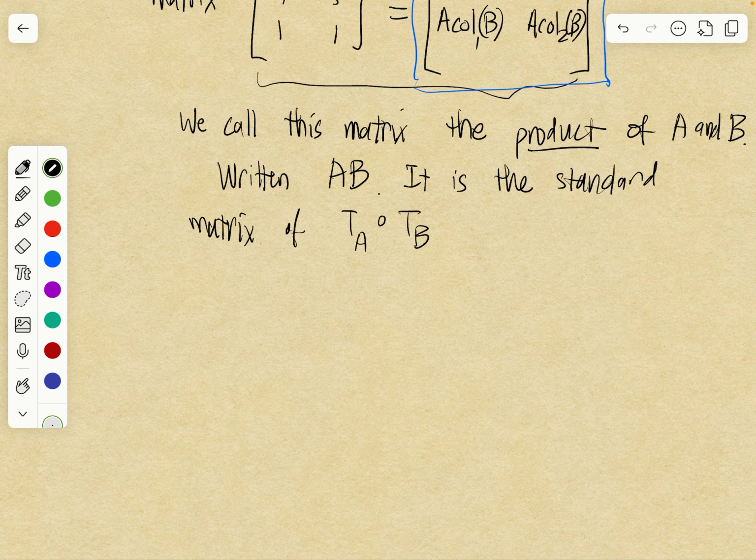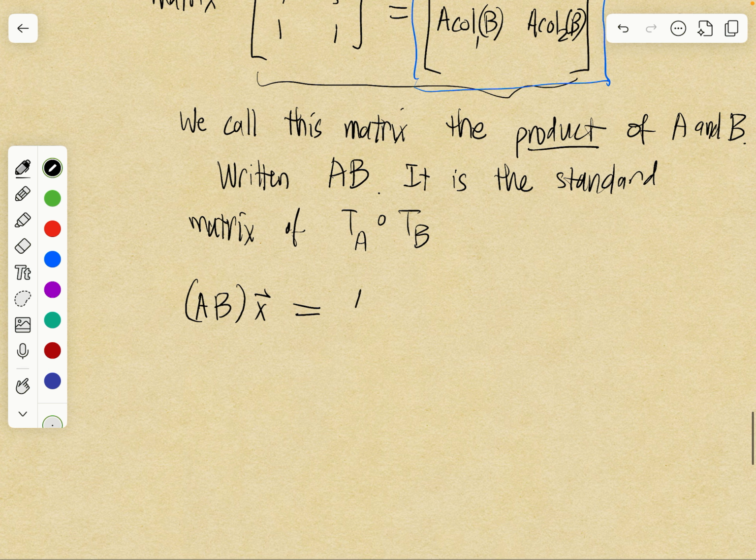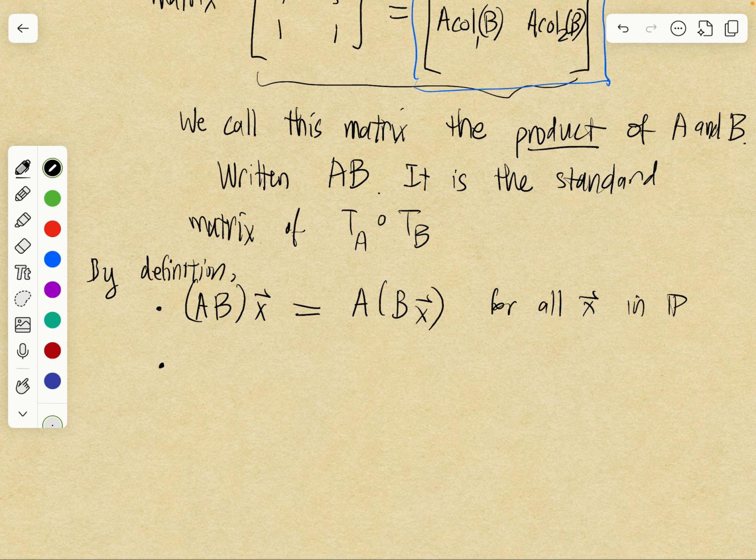So there's a few ways to say this. If you multiply AB by the vector x, this is going to be what you get when you take A and multiply it by Bx. So this is by the way we defined A times B. Another way, if you want to phrase this, this is for all x.